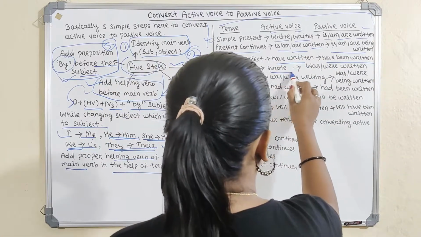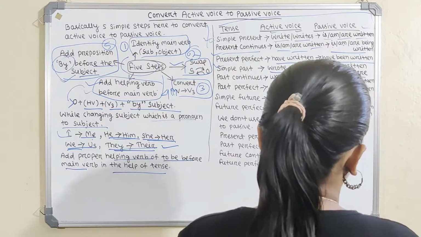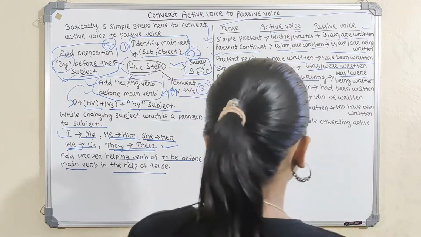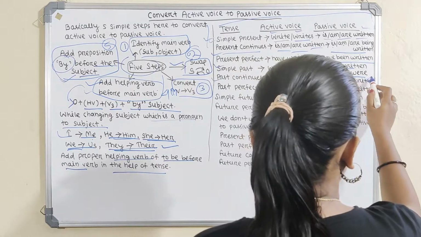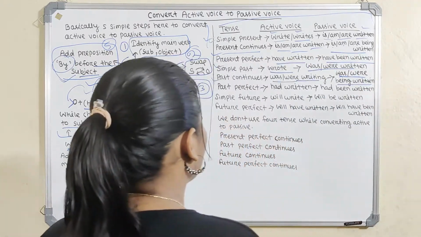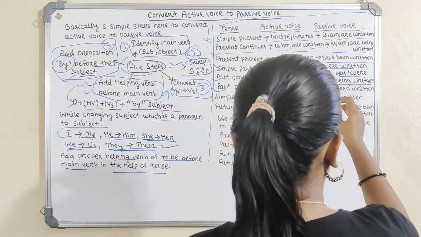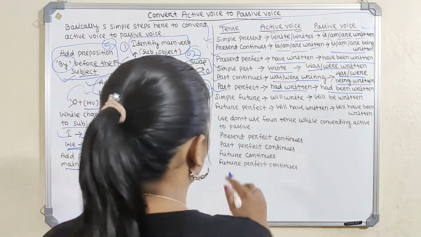Simple past: wrote we will use. Then in the passive voice when we convert, was, were, written is used. Past continuous: was, were, writing we have to use. In the passive voice, was, were, being written we can use. Past perfect tense: had, written we have to use in the active voice, and it changes into had been written in the case of the passive voice.